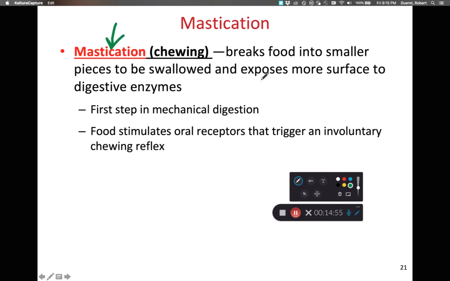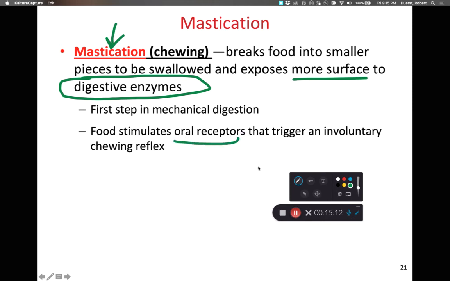This mastication or chewing process is a form of mechanical digestion. As we mechanically digest our food, it increases surface area, so we can expose more digestive enzymes to more food. This physical digestion is also going to stimulate some oral receptors. Food in our mouth will stimulate oral receptors that trigger an involuntary chewing reflex.